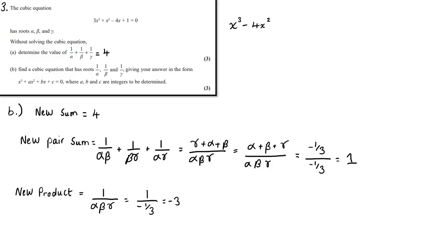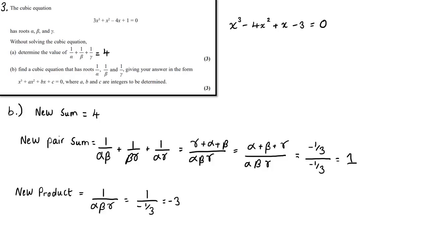Now we move to the x term, and the x term comes from the new pair sum. The new pair sum is just 1, so that's simply plus 1x, but we'll just write that as plus x. And finally, the last term comes from the new product, so that's just minus 3, and that is all equal to 0. That gives our solution to part B.